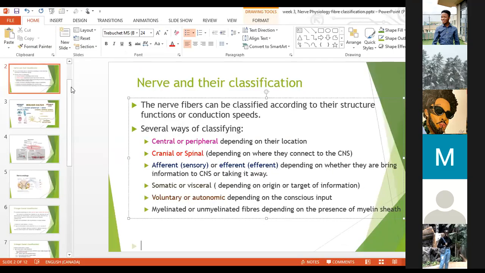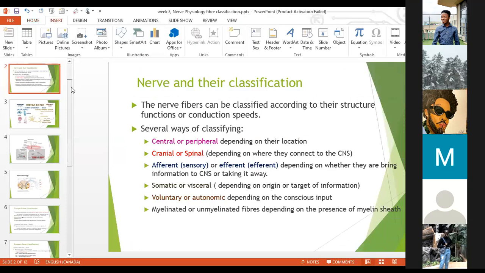So I want to ask if you have any questions on those classifications, because I will not go back to them, but I will question you and you'll encounter them during your practical on receptors. Questions?